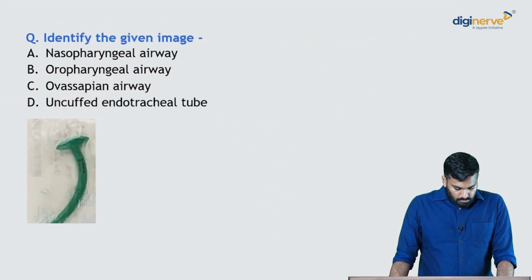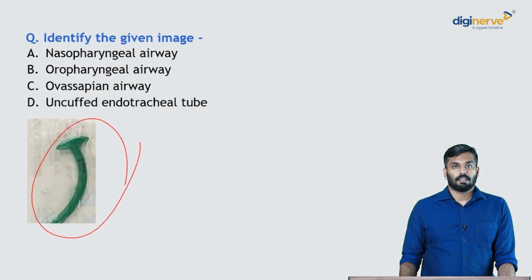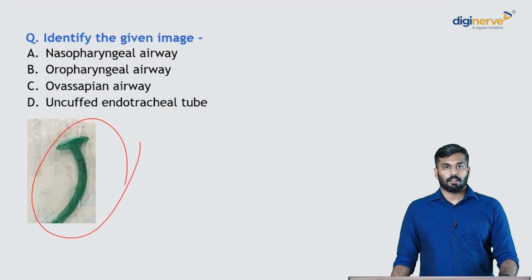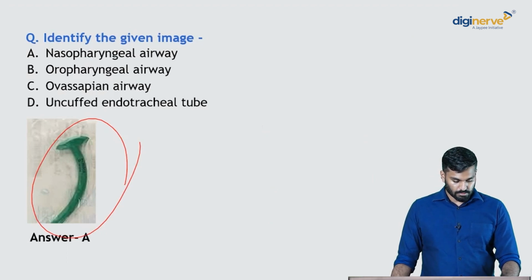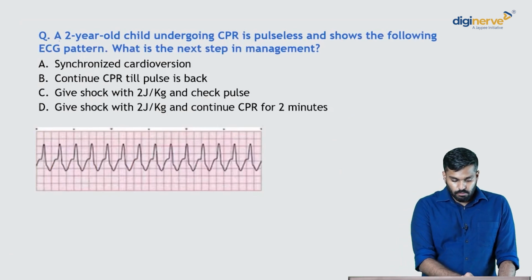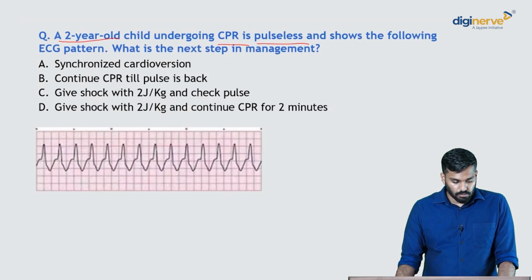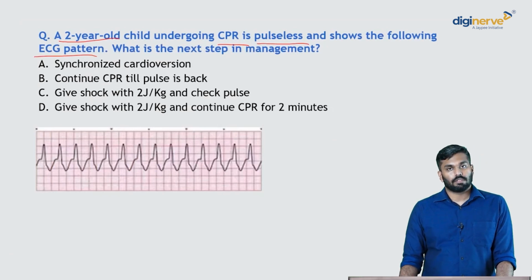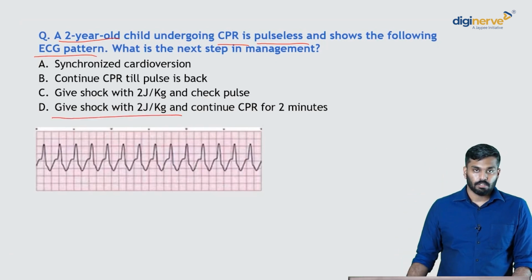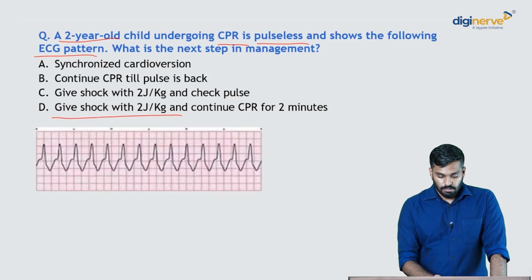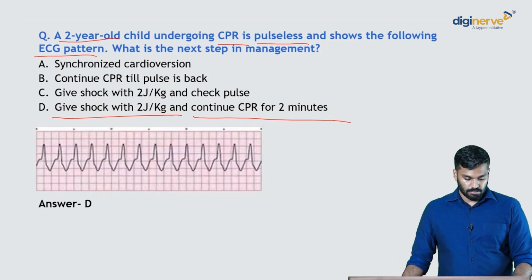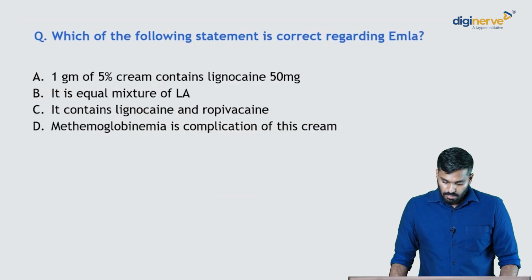Identify the given image. Okay, this is basically a nasopharyngeal airway. You put it in the nose and it lifts the tongue from the posterior pharyngeal wall and opens up the airway. Answer is E. A 2-year-old child undergoing CPR is pulseless. Okay, CPR, 2-year-old child, pulseless, and shows the following ECG pattern. Okay, what is the next step? So you definitely have to shock the patient. Give shock with 2 joules per kg, and it's best to continue CPR for 2 minutes. Yes, answer is D.